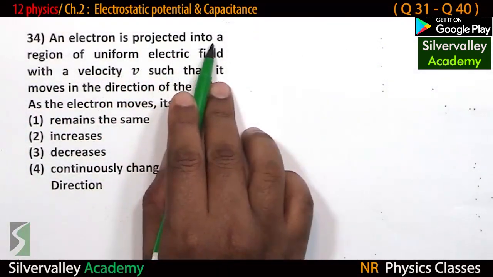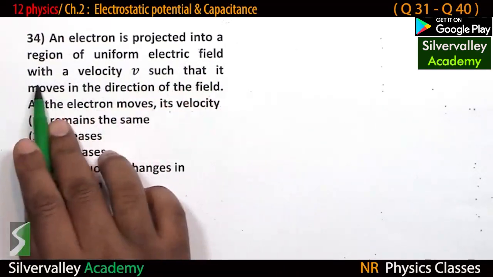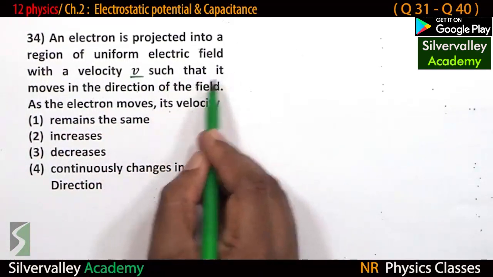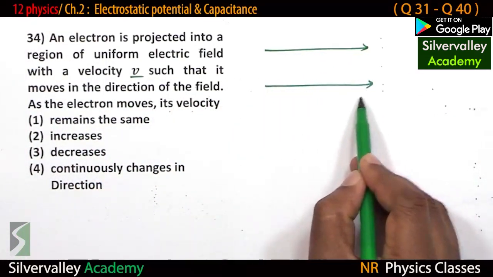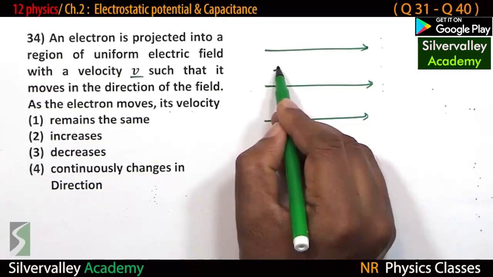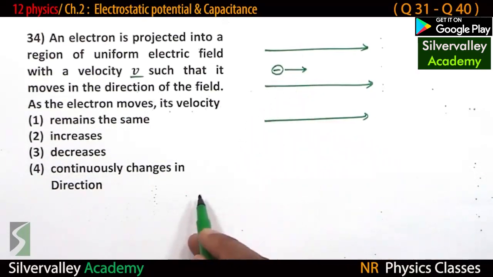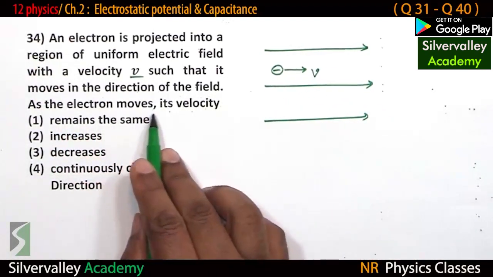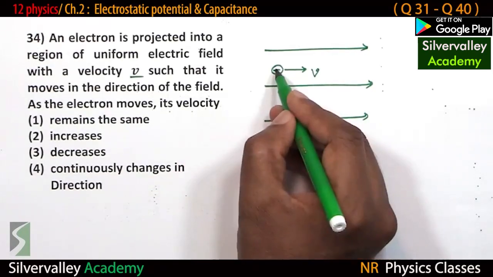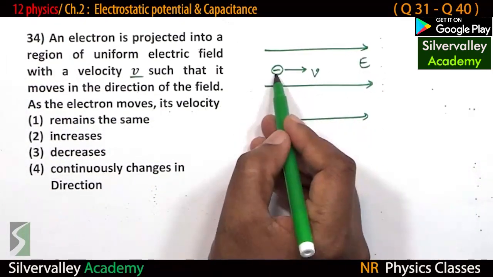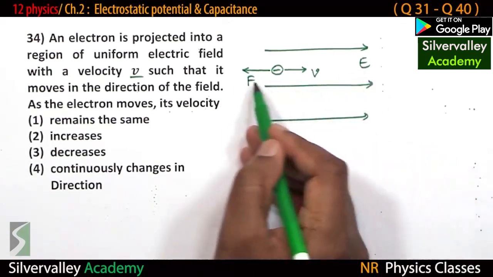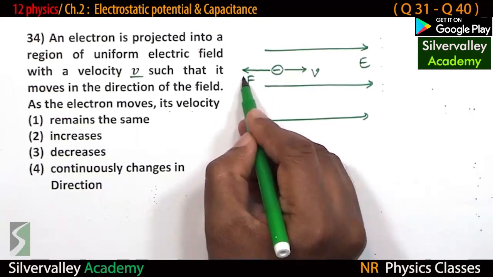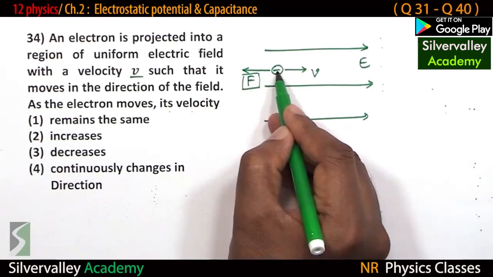An electron is projected into a region of uniform electric field with velocity v, such that it moves in the direction of the field. This is the electric field. Electron is projected in the direction of the field. So this is velocity v. As the electron moves, its velocity... Since this is negatively charged, force on this electron is opposite to the direction of electric field. So this is the direction of force. This is retarding force for the electron.